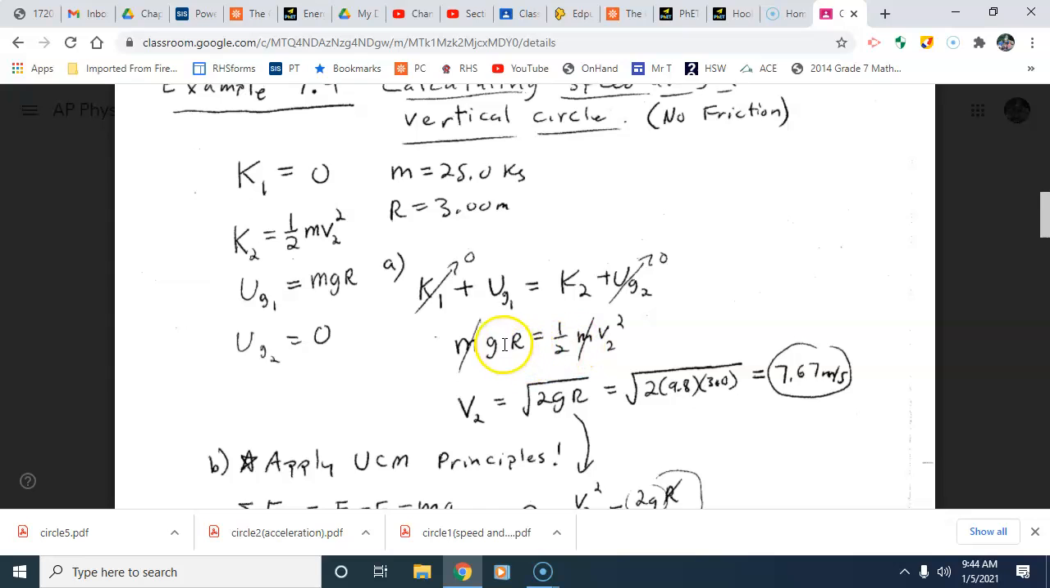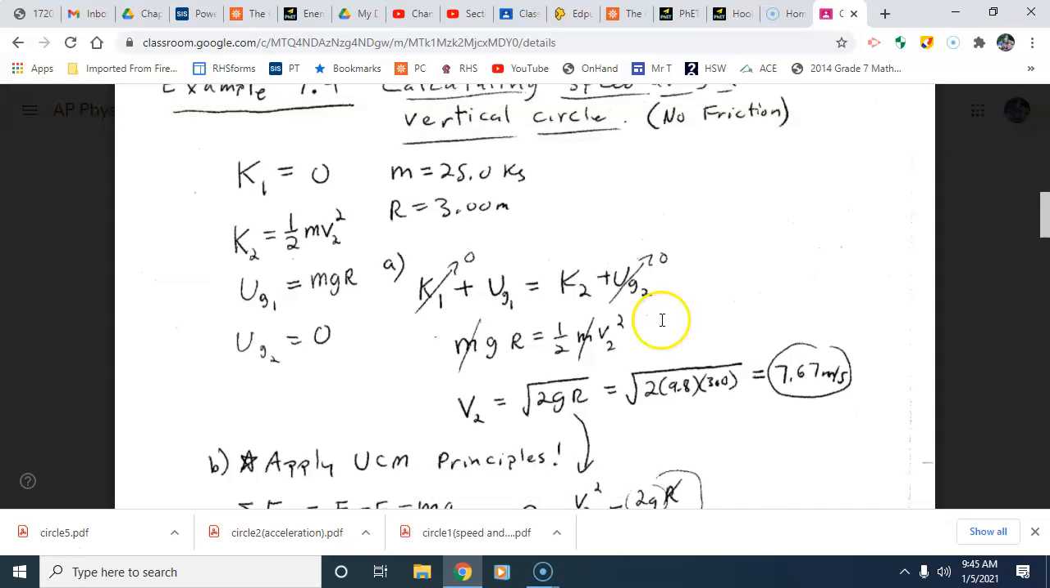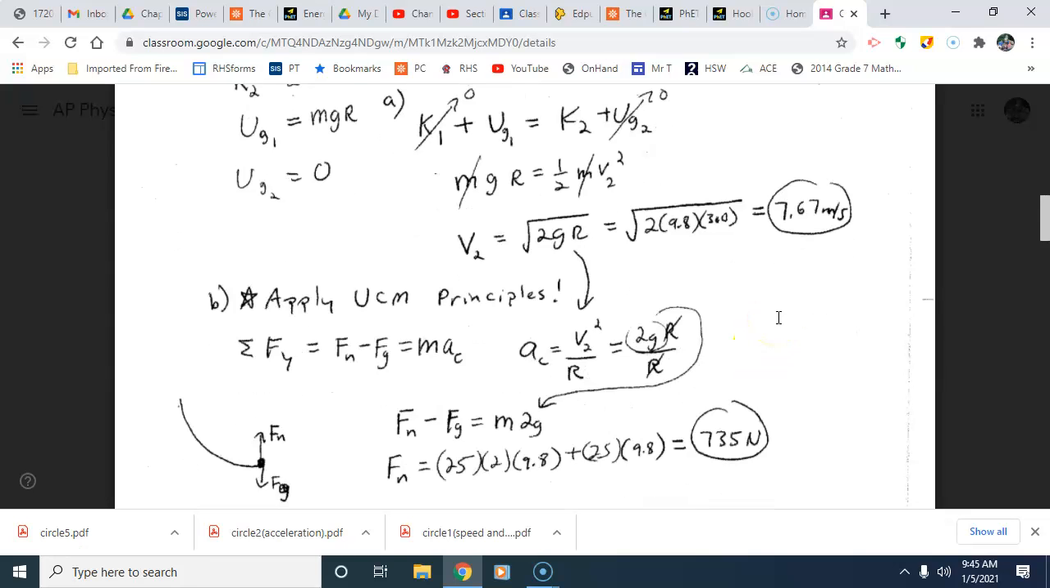All right, so we plug in these formulas. Mass cancels out. It doesn't always, but when it does, you could cancel it even if it gave you the mass. And we solve for v2, the speed at the bottom. We get about 7.67 meters per second. Did y'all get that part? And they're going to mix in something a little bit old, some circular motion stuff, for what they're asking in part B.